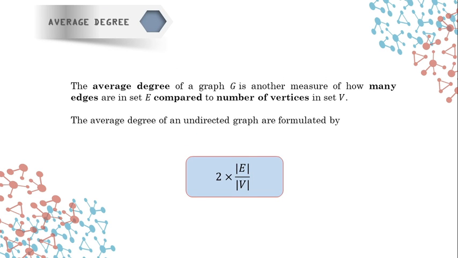Average degree. The average degree of graph G is another measure of how many edges are in set E, compared to the number of vertices in set V. The average degree of an undirected graph is formulated by this equation.